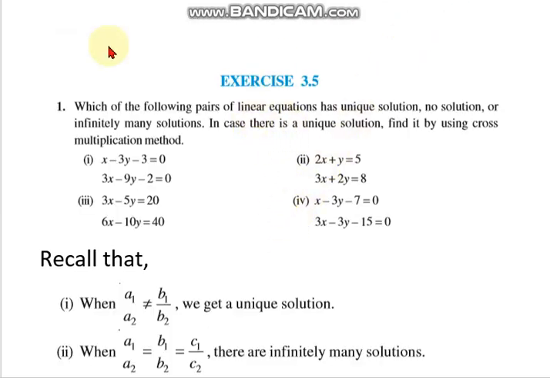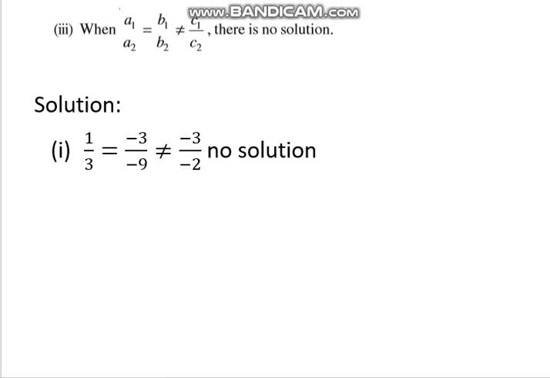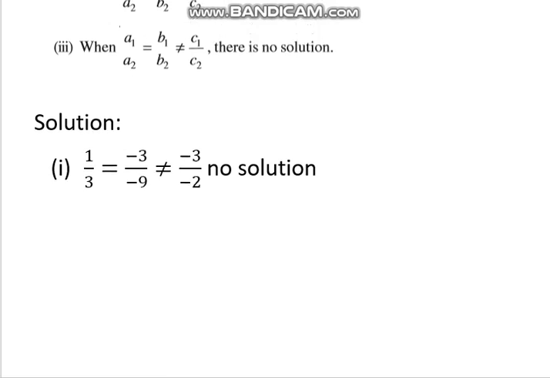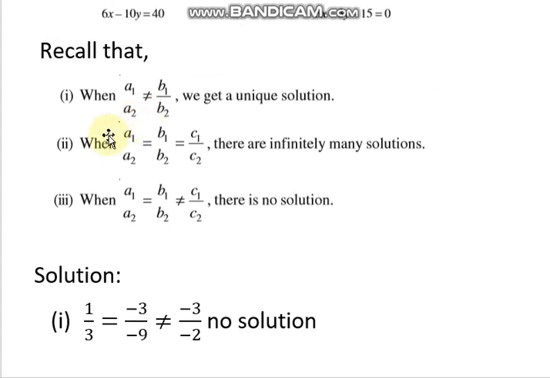Exercise 3.5. Which of the following pairs of linear equations has a unique solution, no solution, or infinitely many solutions? In case there is a unique solution, find it by using the cross multiplication method. Now recall the ratio a1 upon b1, which we discussed in the graphical method. We prepared one table, and through that table we can come to know whether the pair of linear equations has a unique solution, infinitely many solutions, or no solution.